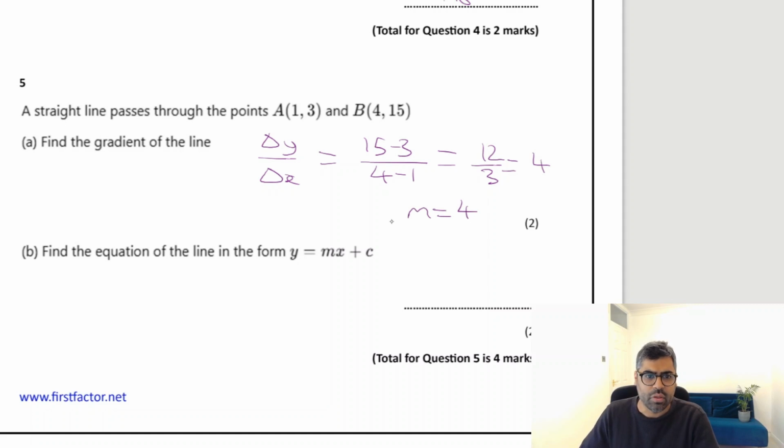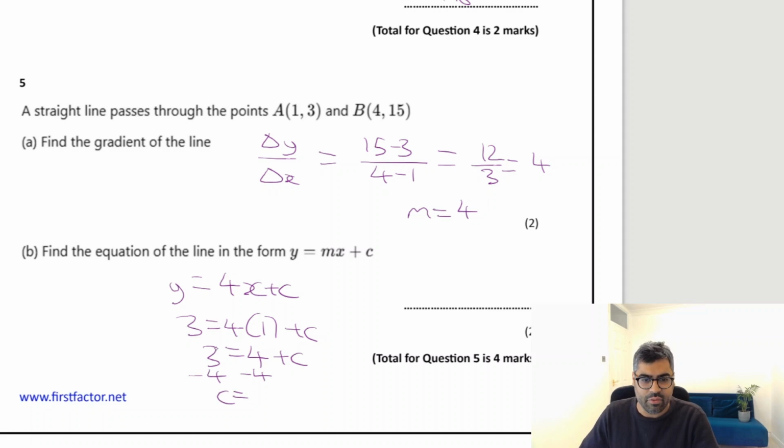Then find the equation of the line in the form y equals mx plus c. Now we know that the gradient is 4, so we have y equals 4x plus c. We need to find c. We can just put one of our coordinates into this equation. So let's just do the easy one, 1, 3. So y value of 3 equals 4 times x value of 1 plus c, 3 equals 4 plus c. Minus 4 from both sides gives us a c value of 3 minus 4, which is minus 1, which means that our final equation is y equals 4x minus 1.